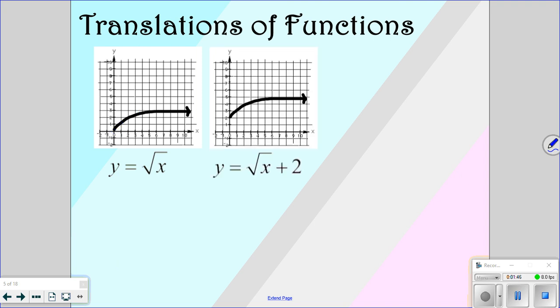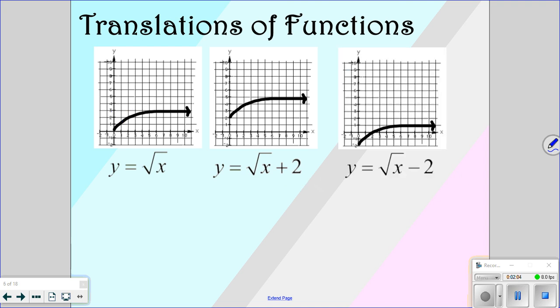If you made it √x + 2, your graph would get shifted up by 2. So this whole little graph here just goes up 2. That's how a number outside your radical would change your graph. So if you did √x − 2, then it would shift it down by 2. And so instead of starting at the origin, we would just go down by 2.